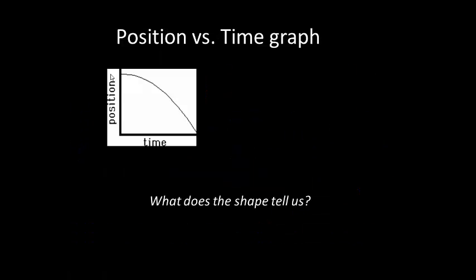Let's now take a look at this graph. Okay, what does the shape of this graph tell us? Well, notice how we no longer have a constant slope value. I start out with a relatively shallow slope, and then it gradually gets steeper and steeper and steeper. So the position I cover every second of time that goes by keeps increasing. That means we are speeding up.